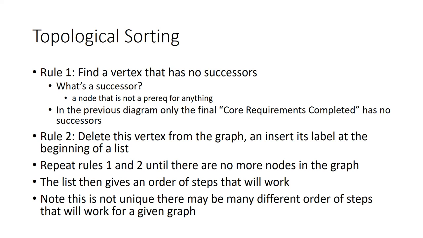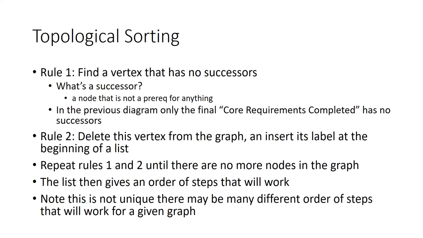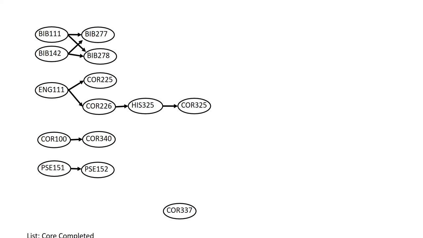So if we go back and take our previous graph, this one, and we remove that core requirements completed, what we get is this. And you'll notice down at the bottom here, I've started my list and I've said core completed. Okay, so we have these different pieces. You'll notice they're no longer all connected. And now we simply have to pick something that doesn't have a successor. And there are lots of candidates here: Bible 277, Bible 278, core 325, core 337. There are lots of possibilities. We could pick any one of these.